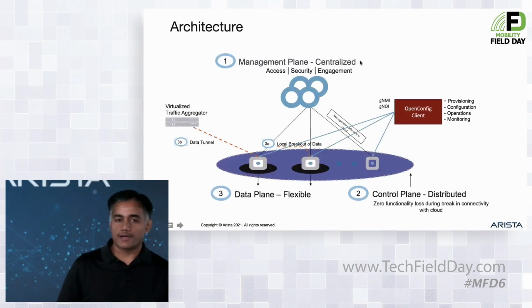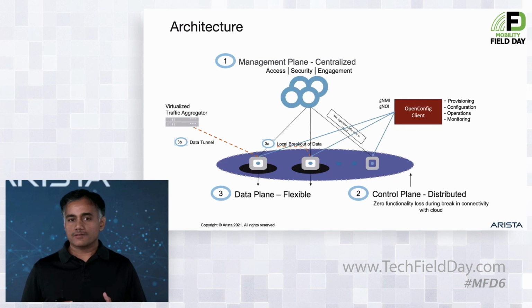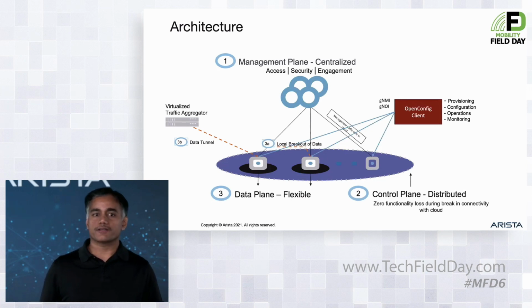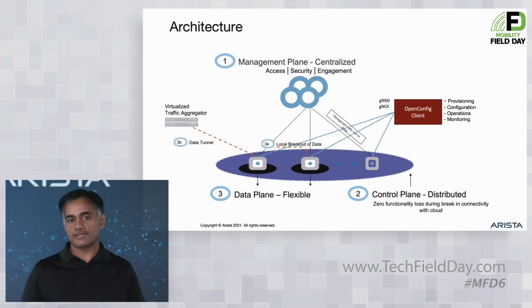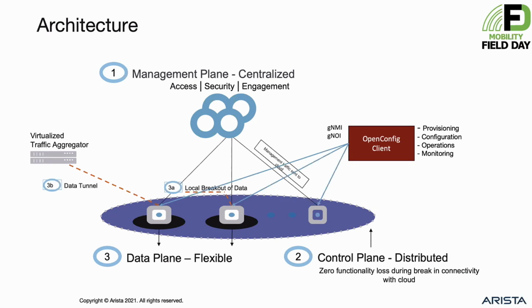In terms of the architecture, this slide captures our CloudVision Wi-Fi architecture in a nutshell. It's a disaggregated distributed control plane, a very flexible data plane, and a centralized management plane. The new addition to this is the OpenConfig gNMI and gNOI interfaces that we built at the access points, using which our end users can build their own systems in the form of an OpenConfig client, all the way from a complete management solution to streaming specific telemetry, state leaves, etc., into their collectors for specific use cases.